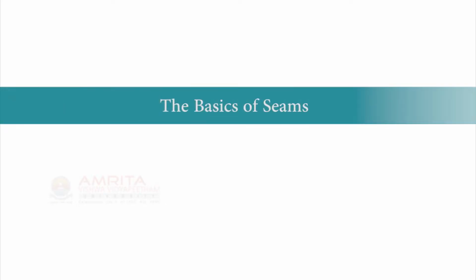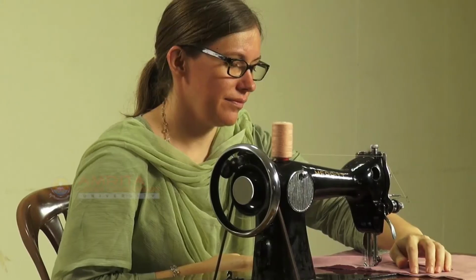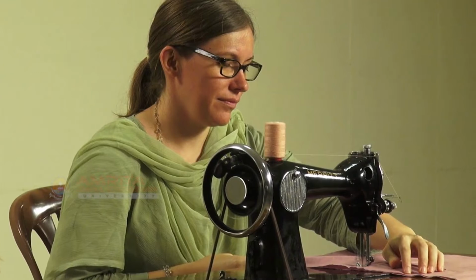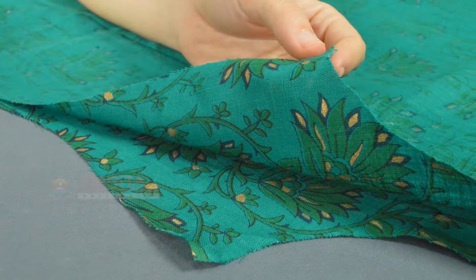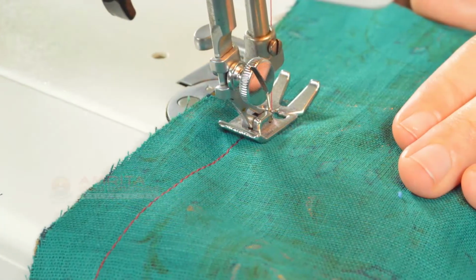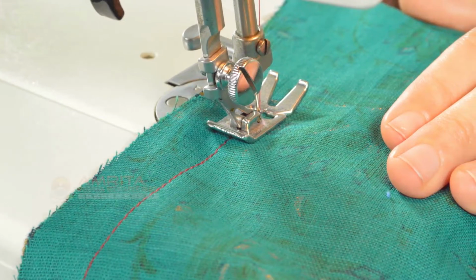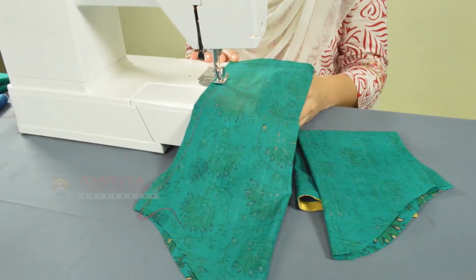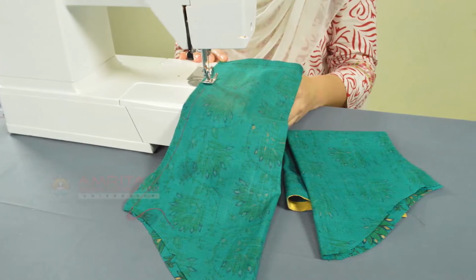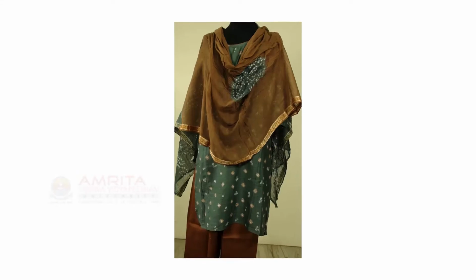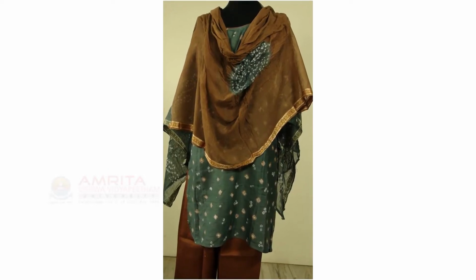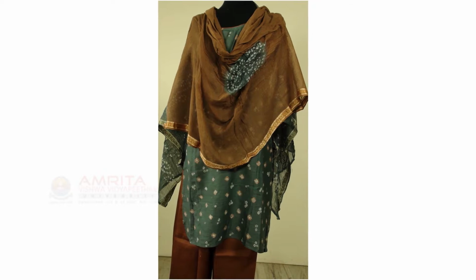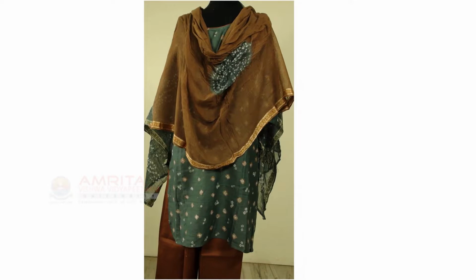The basics of seams. Have you ever seen a tailor make garments? In order to make garments, the master tailor measures and cuts out different parts of the garment, which he then joins together. This joining of two pieces of fabric of a garment is called seams. Thus, seams form the basis of clothing construction. Therefore, knowledge about seams is very important, and that is what we are going to cover in this class.